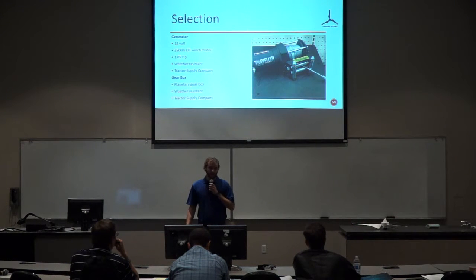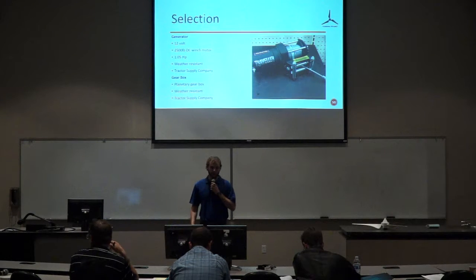The generator and the gearbox came together as a 12-volt, 2,500-pound DC winch. We are going to remove the winch part of this motor and just keep the motor and the gearbox. They are weather resistant, and they go up to 1.05 horsepower. I do not currently know the gear ratio for this gearbox because we have not tested it yet. We will do that in detail. However, we do know that it's a planetary gearbox, and we're buying this from Tractor Supply Company.